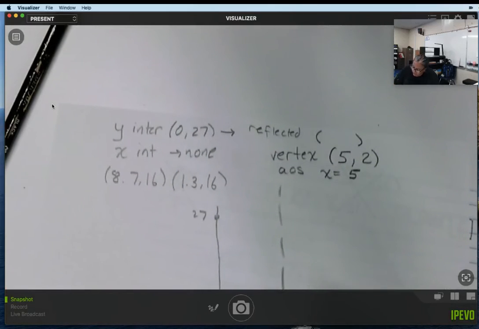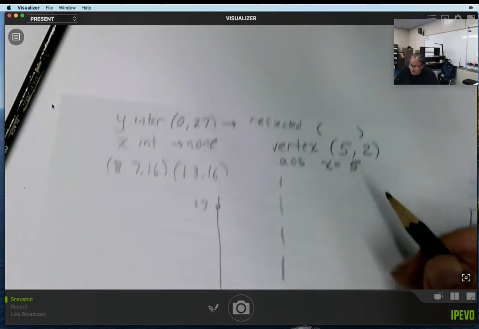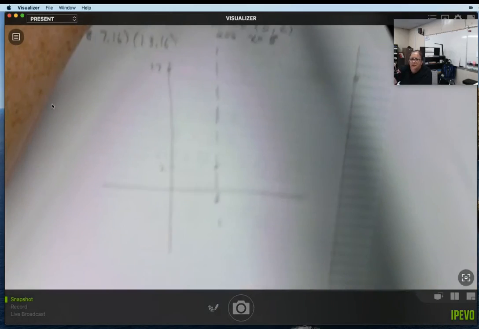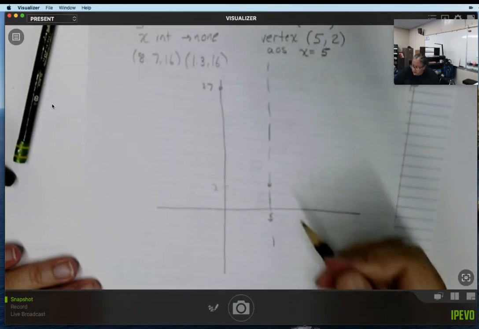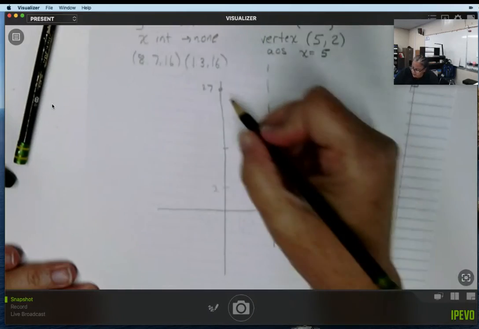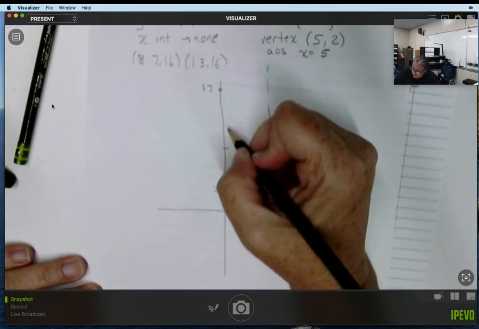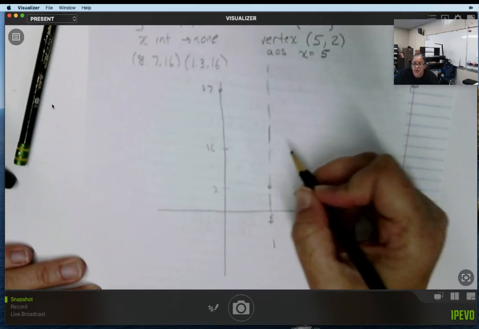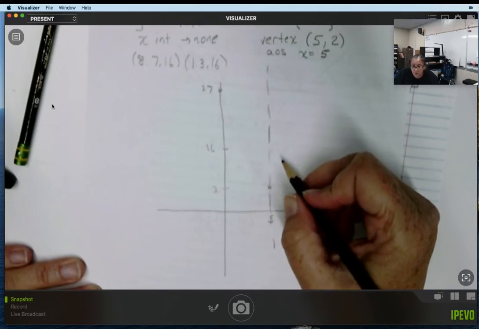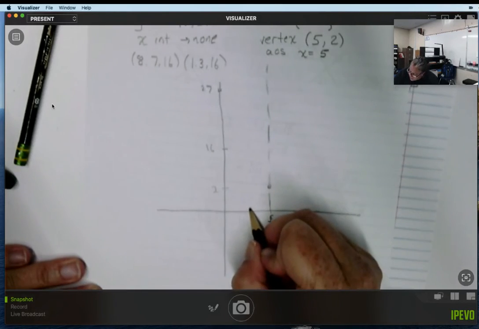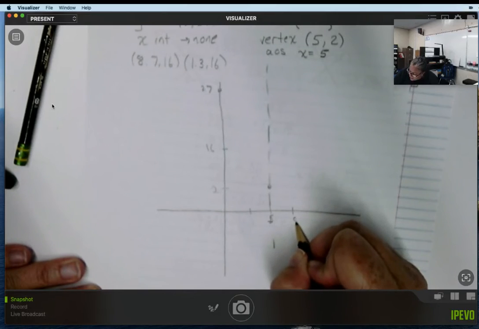Our vertex is at 5, 2. The y-intercept, remember, is not drawn to scale. Let me zoom out a little bit. Let's call this 16. Really not to scale. So I have 1.3, comma 16 and 8.7, comma 16.